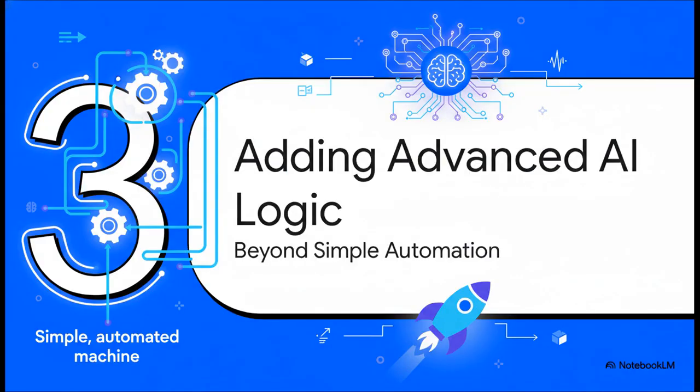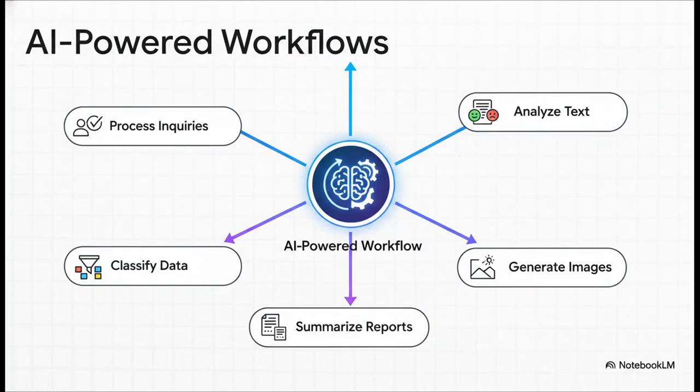Okay, now this is where it gets really, really interesting. So far, we've built a pretty neat automated machine, right? But now, we're going to give it a brain. We're making the leap from simple, predictable automation to real, adaptable intelligence. The moment you plug an AI model, like a large language model, into your workflow, wow, the possibilities just explode. All of a sudden, your workflow can analyze text for sentiment, it can generate custom images on the fly, it can actually understand complex customer questions, classify and sort incoming data, or even take a massive, dense report and summarize it into a few key bullet points. It's a total game changer.